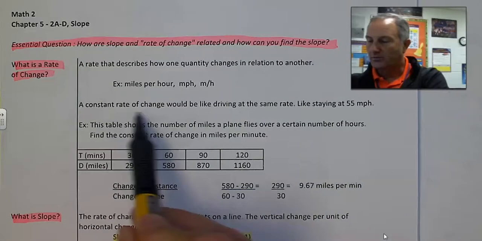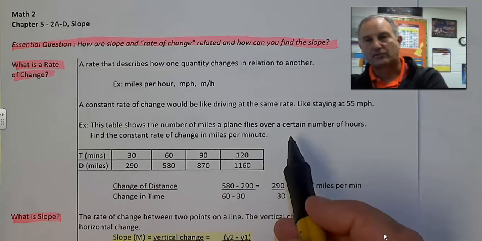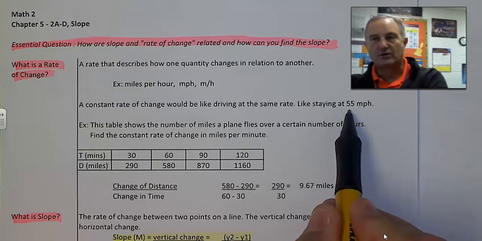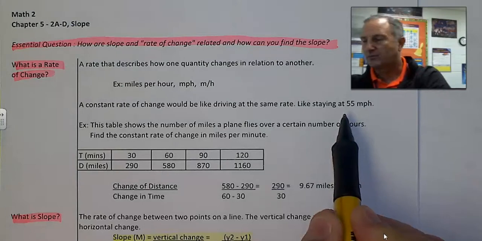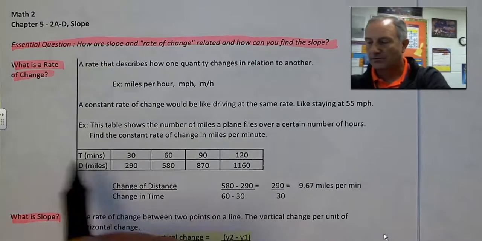A constant rate of change would be like driving at the same rate. Like if you're going to drive from here to Gainesville, and it says, like it says here, you're averaging 55 miles per hour, then what you're saying is you're traveling at a constant rate of 55 miles per hour as you travel. So let's look at an example here.